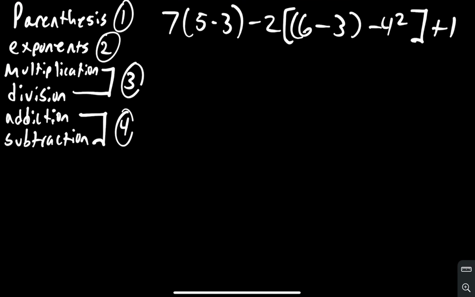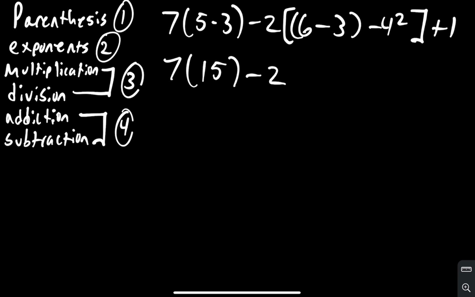All right, so for this next problem, we have something a little different. We've seen an extra amount of parentheses in this problem. We have 3 different sets of parentheses. So let's start with parentheses. 7 times 5 times 3 is going to give you 15 minus 2, and then we have those two parentheses.